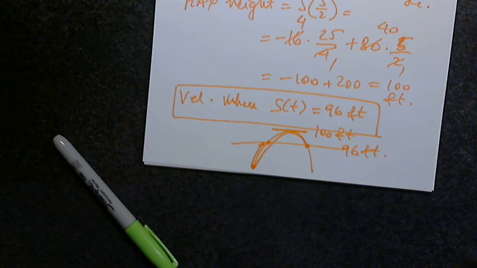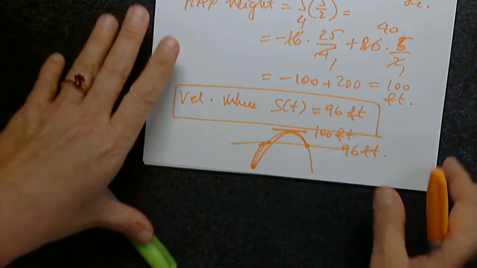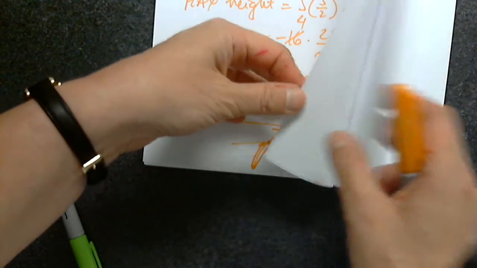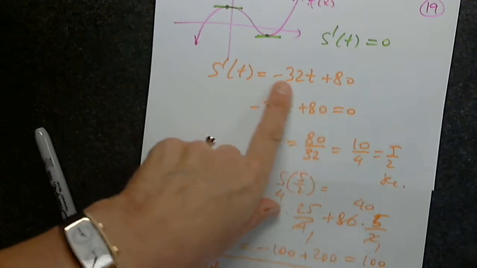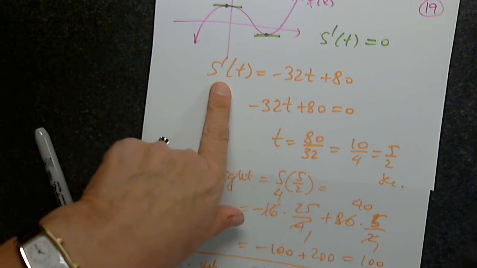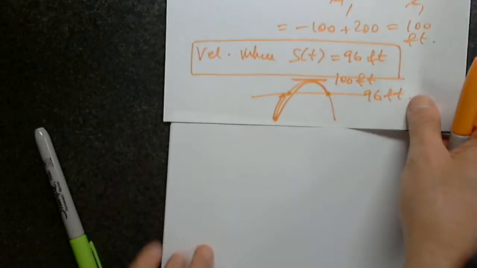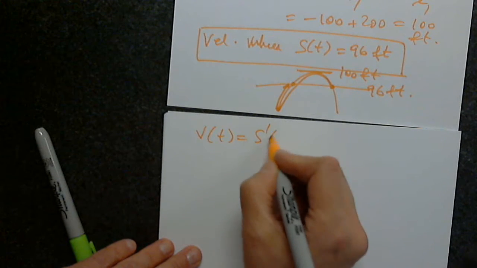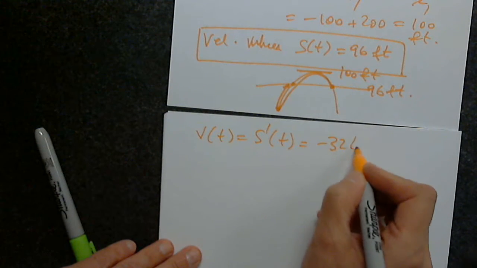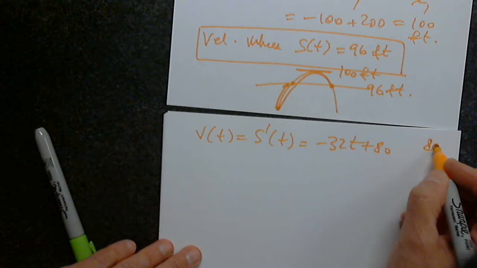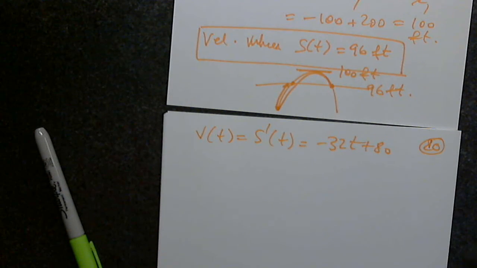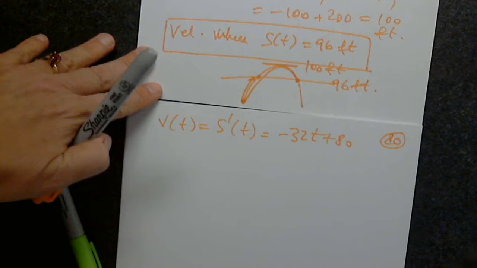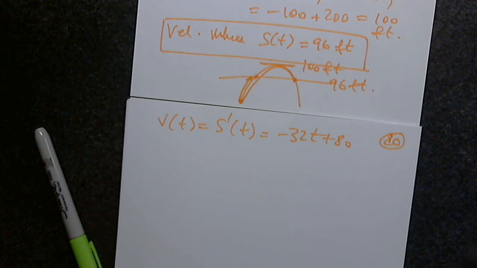What do I need to determine? I do have the velocity formula, right? This is the velocity formula, the derivative of the distance. So I can write that v of t, which is s prime of t, equals negative 32t plus 80. That I can write. But the question is, how do I get the time? Because I need to plug it in.